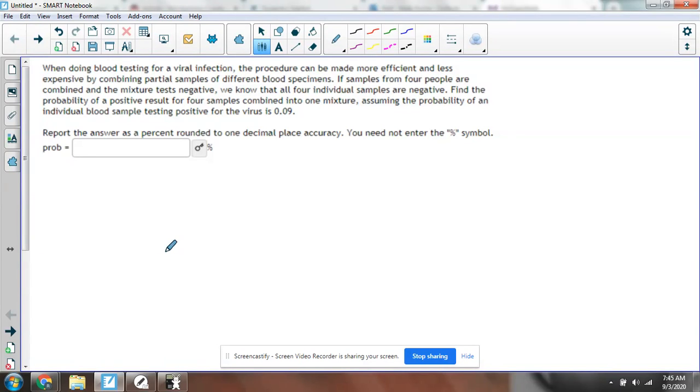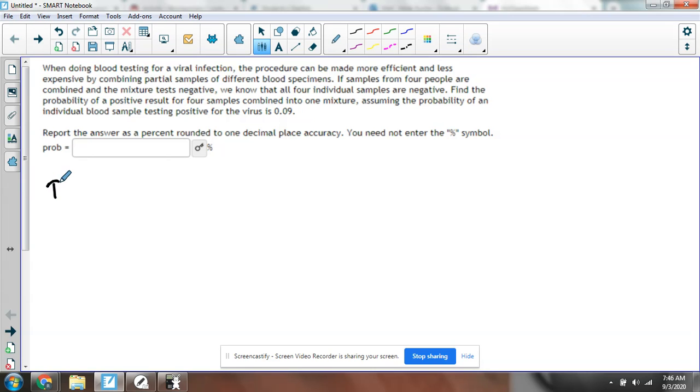Okay, we have this question here. It talks about blood samples. It says they want to sample 4 people at a time, combine their blood into a mixture, and find the probability of a positive result for 4 samples combined into one mixture. So basically, we want to find the probability.